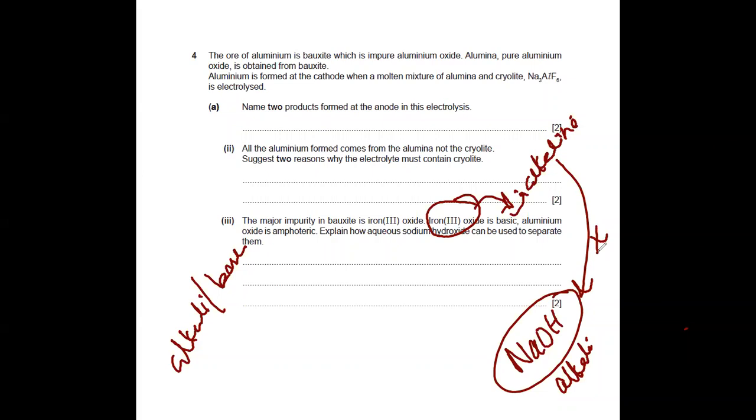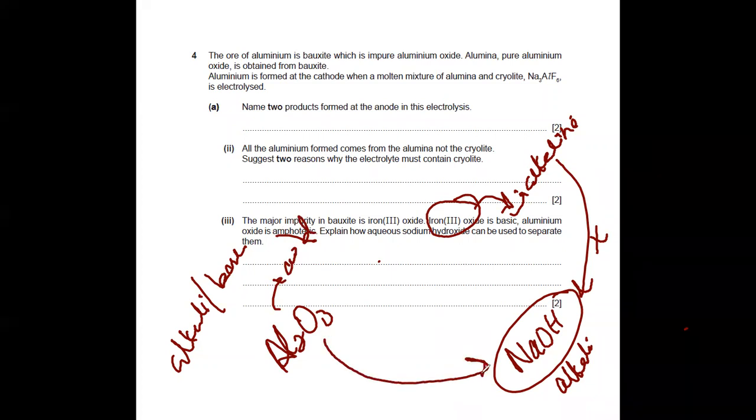What is actually going to happen is that your aluminium oxide is amphoteric. What do we mean by amphoteric? That it can act both as an acid and as an alkali. So because it has the ability to act as an acid, that is why it is going to react with sodium hydroxide.